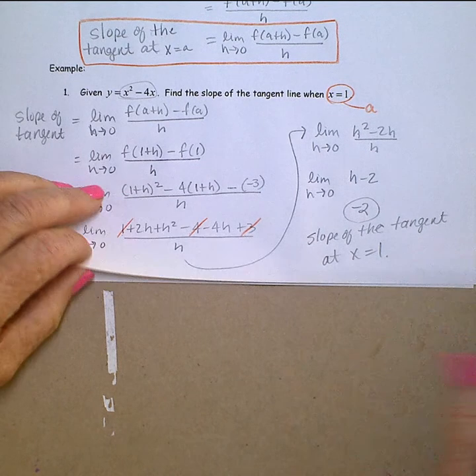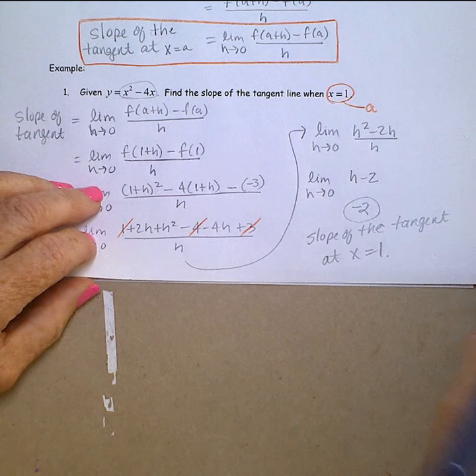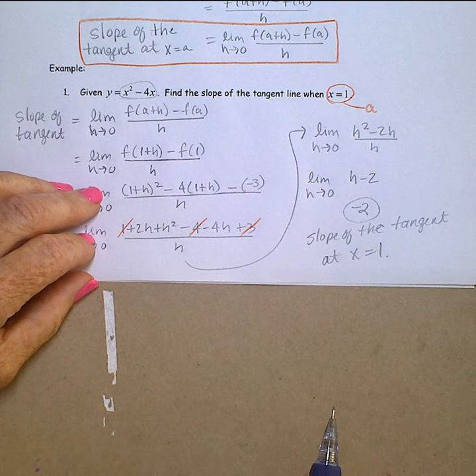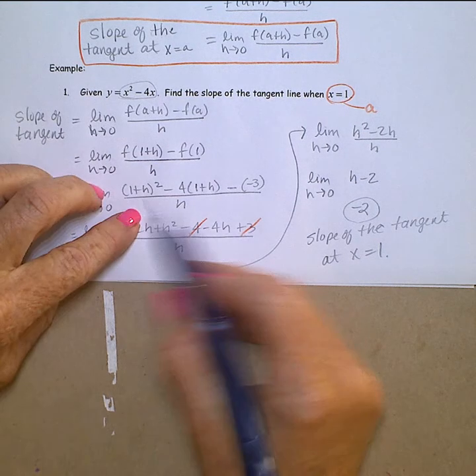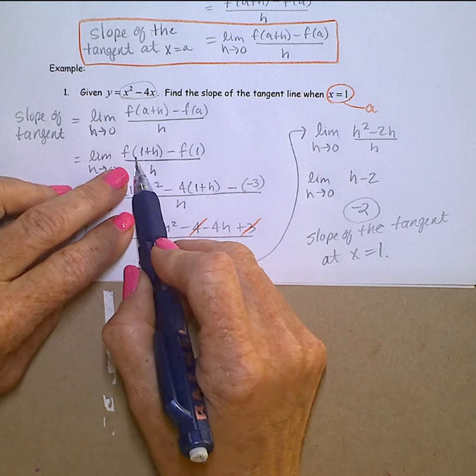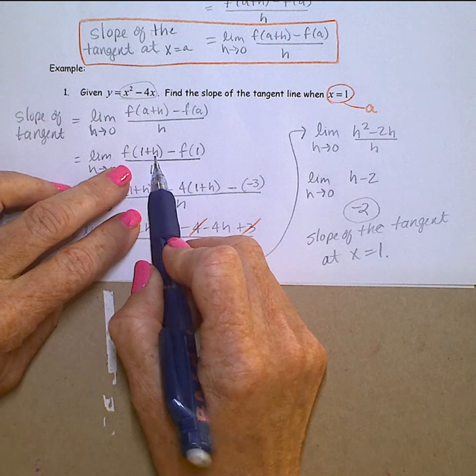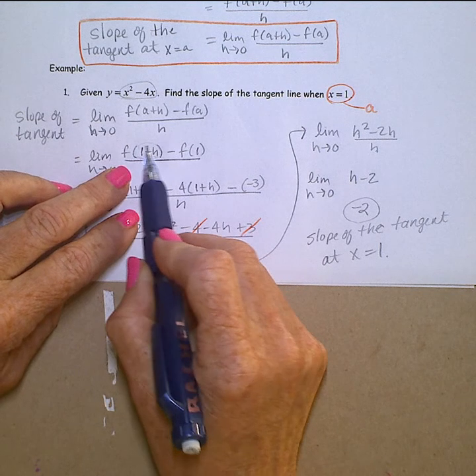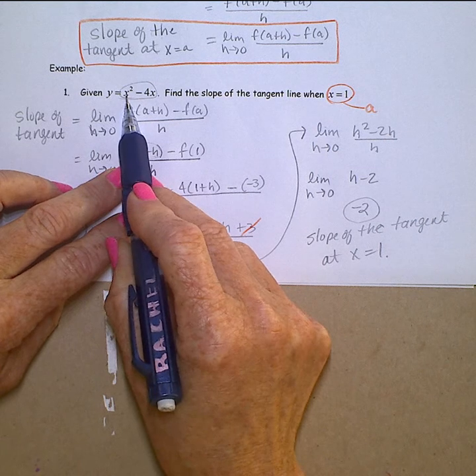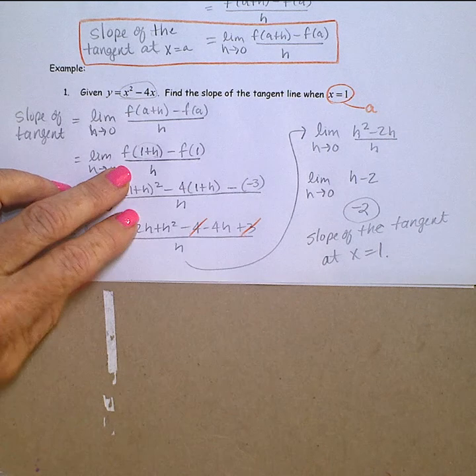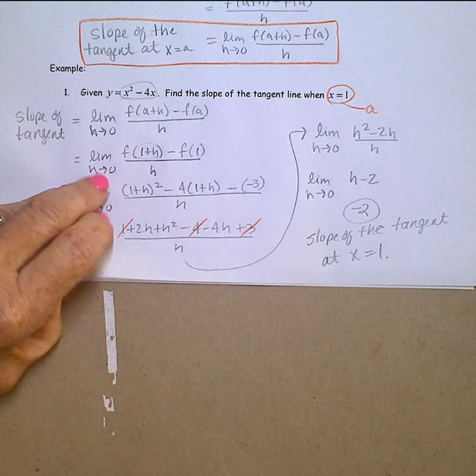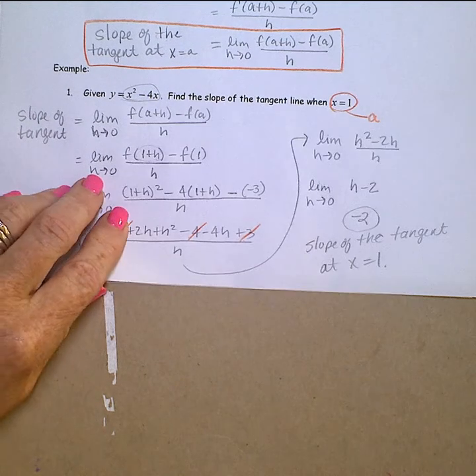Yeah? Nicole? What did you do to get 1 plus h squared minus 4? This one? Yeah. Okay, right here, this is f of 1 plus h. So I'm taking the 1 plus h and I'm plugging it into the f of x function everywhere you see an x. Does that make sense? Okay. Manish?